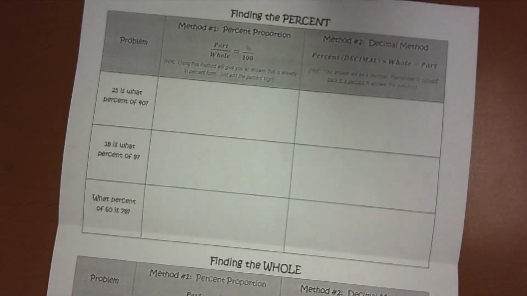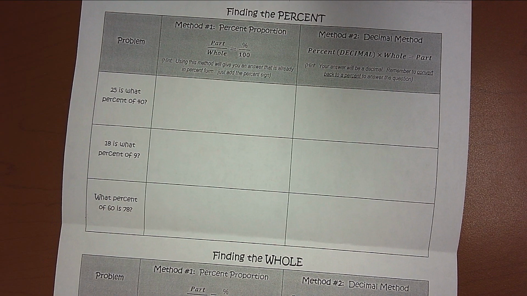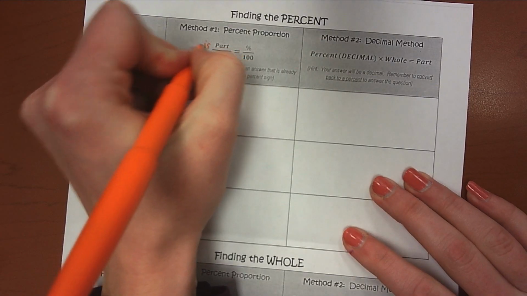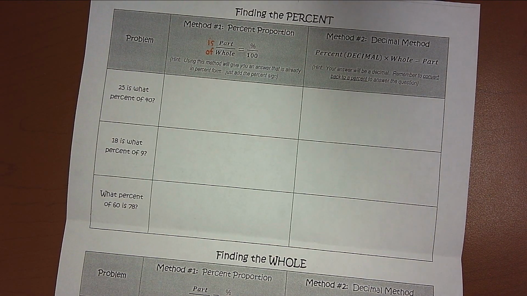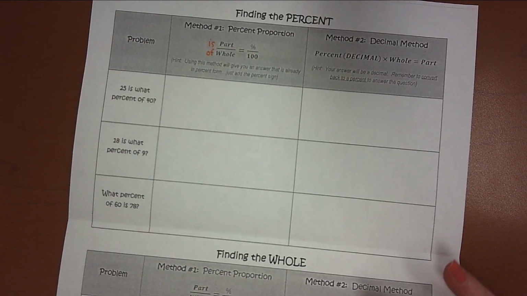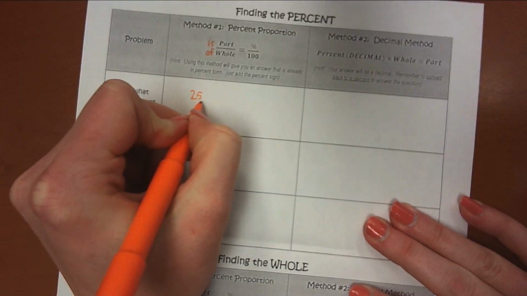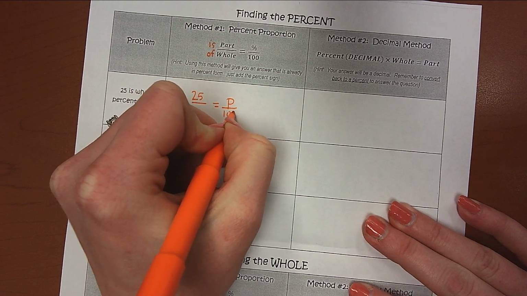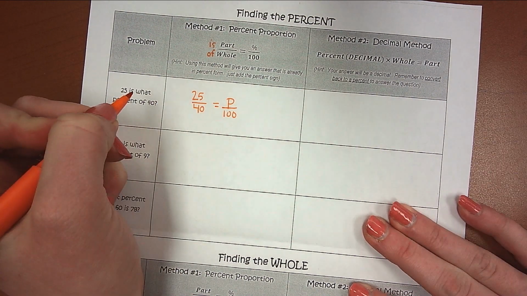So it will give you the percent as a whole number. So 25 is what percent of 40? Remember that part is associated with is, whole is associated with of, so is over of equals percent over 100. 25 is, that's my part. What percent? P over 100, we don't know. Of 40, of is my whole, so 40 is my whole here.